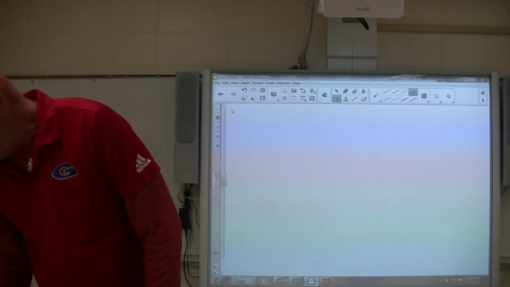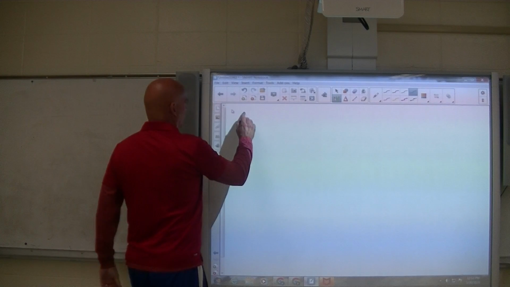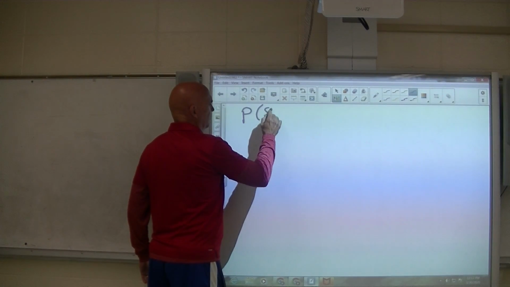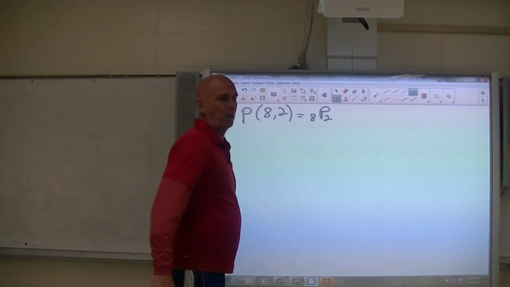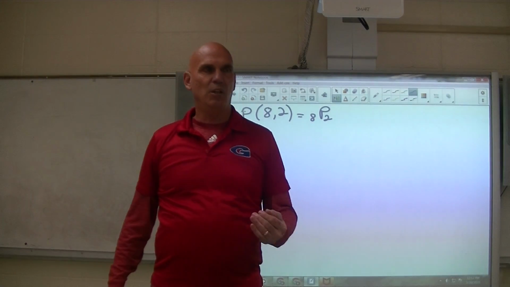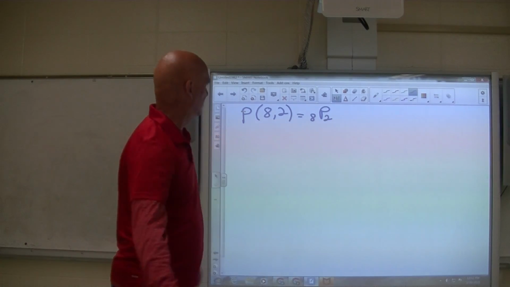Number 12 says P of 8, 2. So P of 8, 2, you can write it like this, or you can write it like this. The number of permutations of 8 things taken 2 at a time. Again, order matters, so it's permutations, all right?